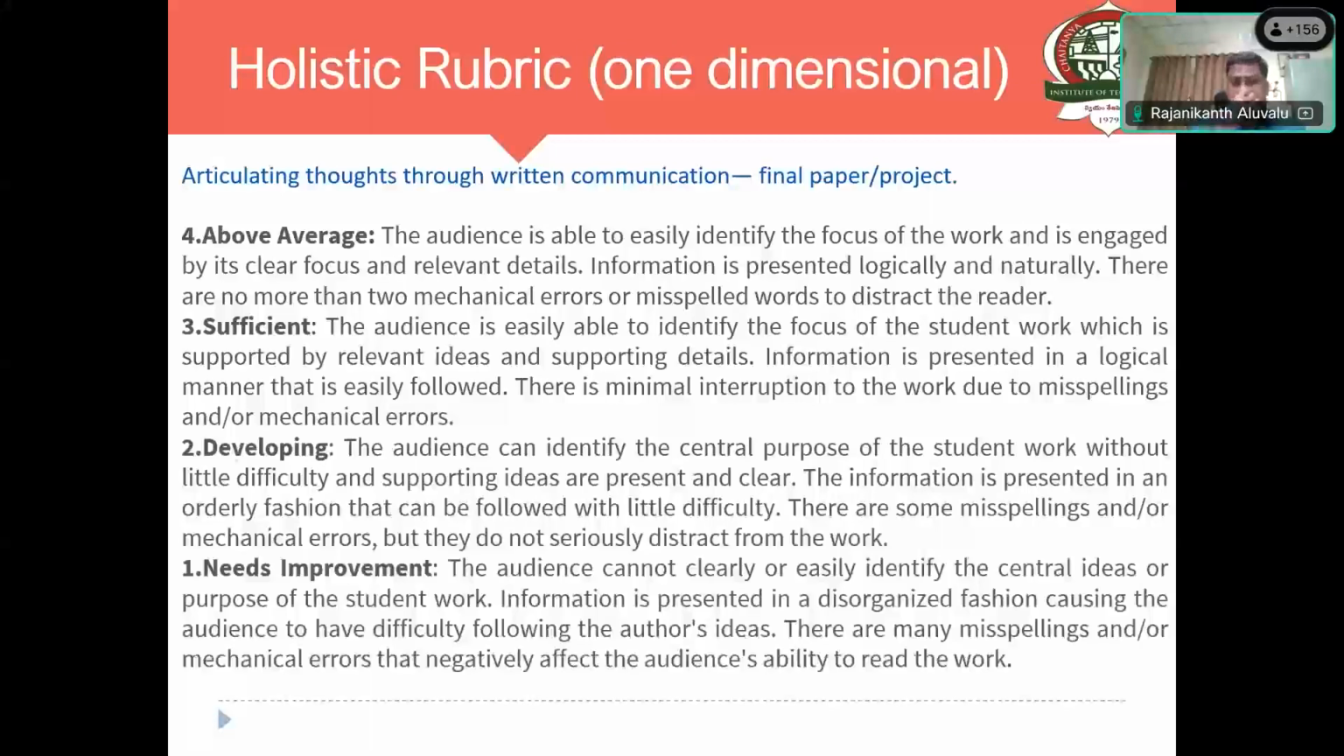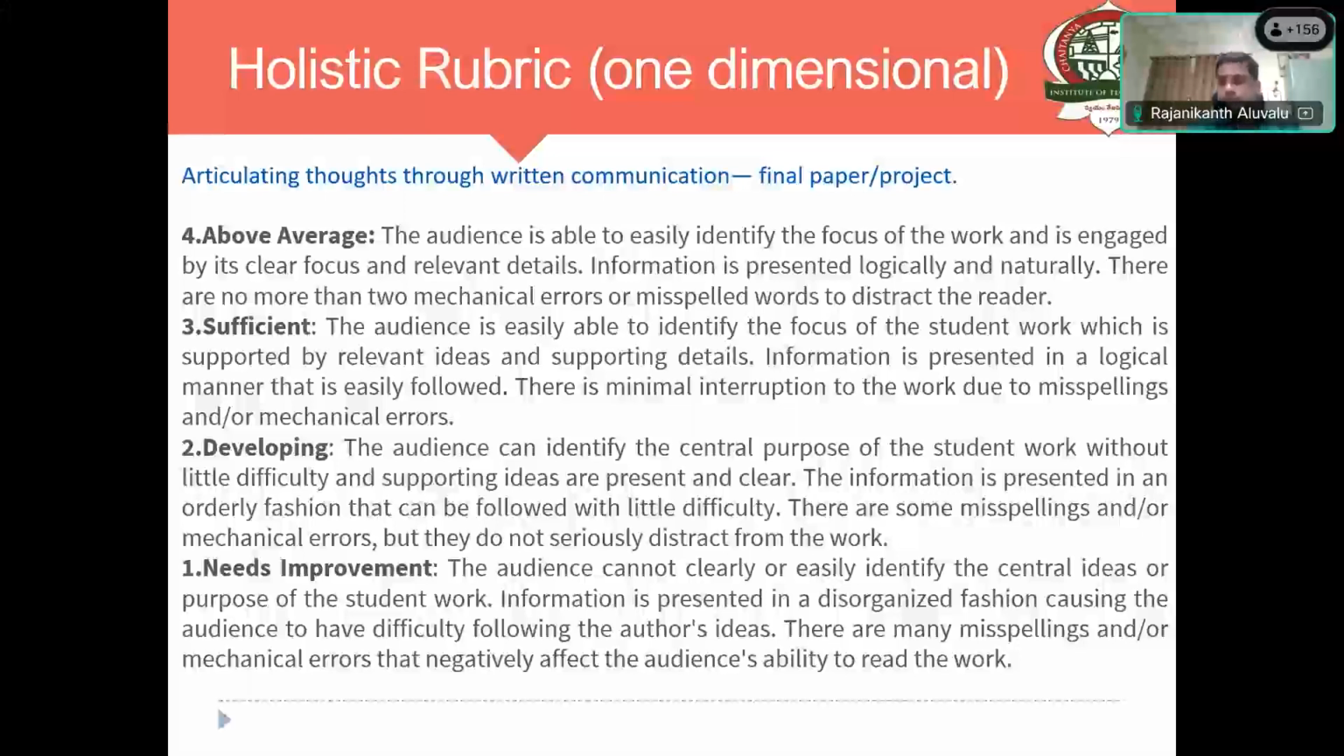Then we have the other rubric, which we call a holistic rubric, and which is always one-dimensional. So what this holistic rubric is all about is, mostly, when we have a product in place, when we have a project in place, when we have some policy in place, when we are asked to give some feedback, we are going to give a final feedback. So whether it is above average, whether it is sufficient, whether it is developing, whether it needs improvement, but we have a proper definition for them for giving that particular evaluation, and we call this the holistic rubric. Hope you understand the difference between the developmental rubric and holistic rubric.